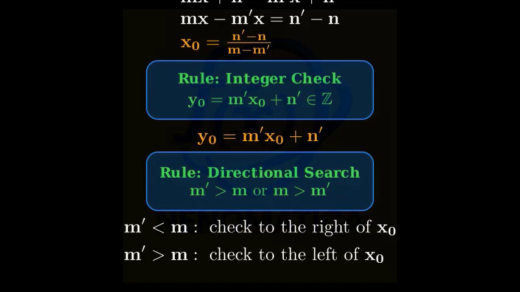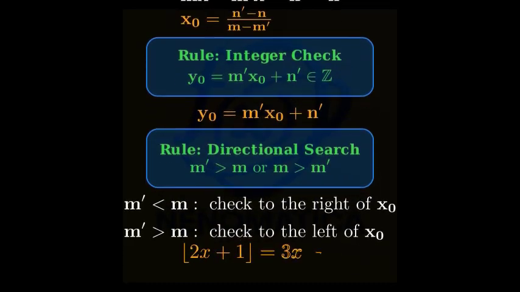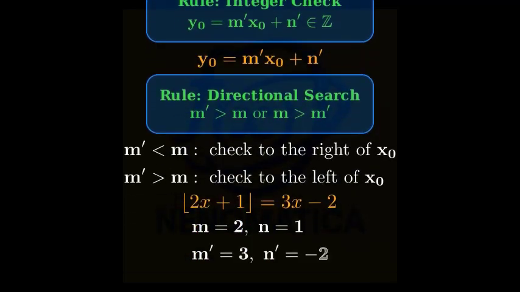Let us now apply the algorithm to a concrete example. The floor of 2x + 1 equals 3x - 2. We will standardize, compare slopes, find x0 and y0, check integrality, and then determine any additional solutions.